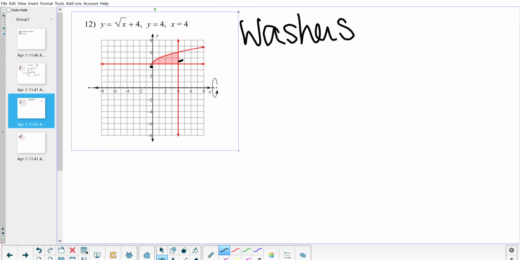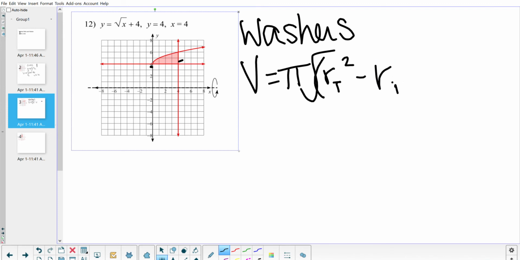Now, washers and disks are very similar. They have the whole pi r squared h idea, except for a washer, it is pi, and the r squared is not just one thing. It's going to have to be, I'm going to go ahead and do r sub t. What do you think that's for? R sub top is what I'm calling the top function, minus r sub the bottom function, and then times the height.